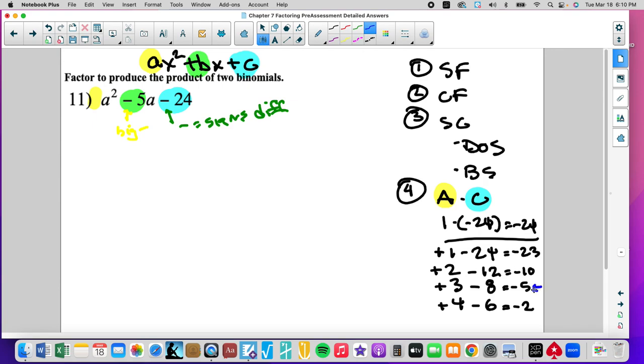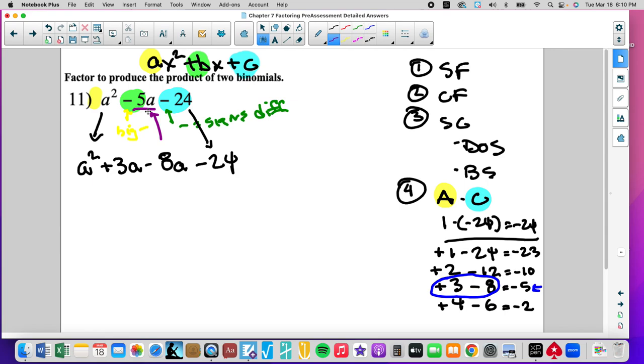Well, that's the one that equals negative 5. So I'm going to take these two terms, positive 3 and negative 8, and I'm going to rewrite this trinomial into 4 terms. I'm going to split this middle term, and write positive 3a and negative 8a minus 24. So I brought down this value, and this value was created by this, because positive 3a and negative 8a produces negative 5a. So I didn't change the equation, I just split this term into 2 terms.